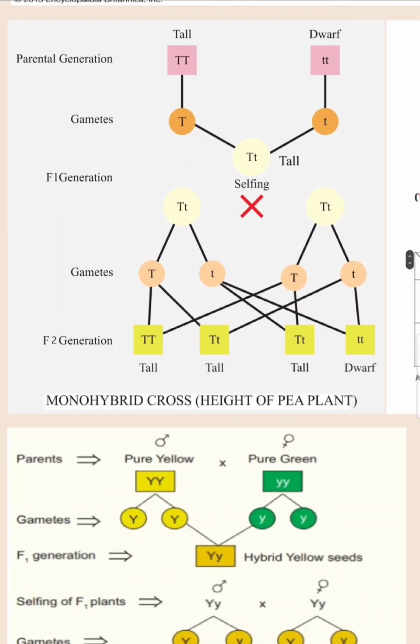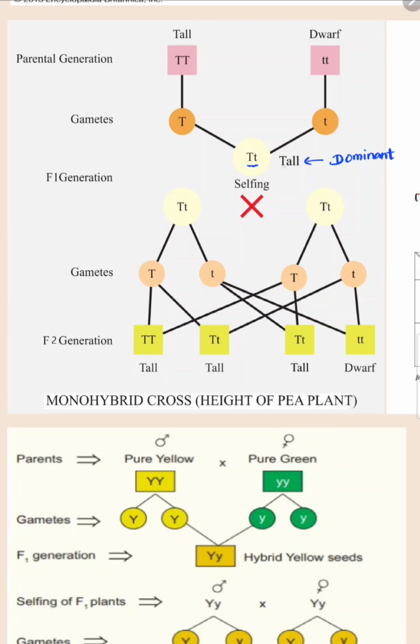Let's take another example: tall and dwarf. If I select the parental generation tall and dwarf, tall is the dominant character, capital T. Dwarf is the recessive character, simple T. Gametes have capital T and simple T, and after fusing these gametes, the first generation gets capital T, simple T. All of them are tall. That is the dominant feature. The F1 generation will always get the dominant feature.